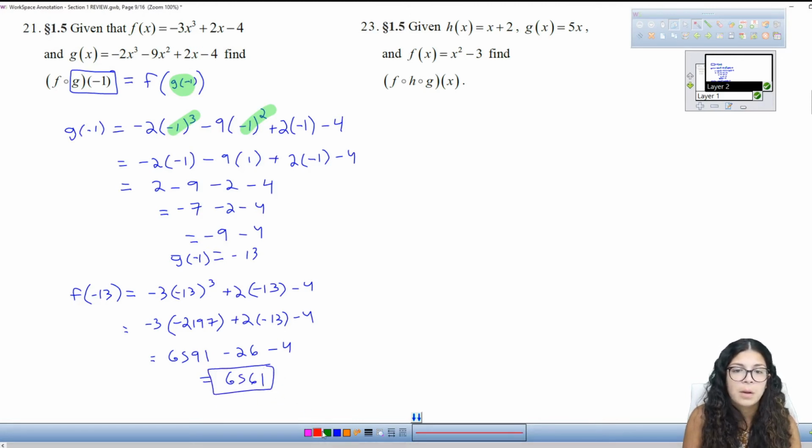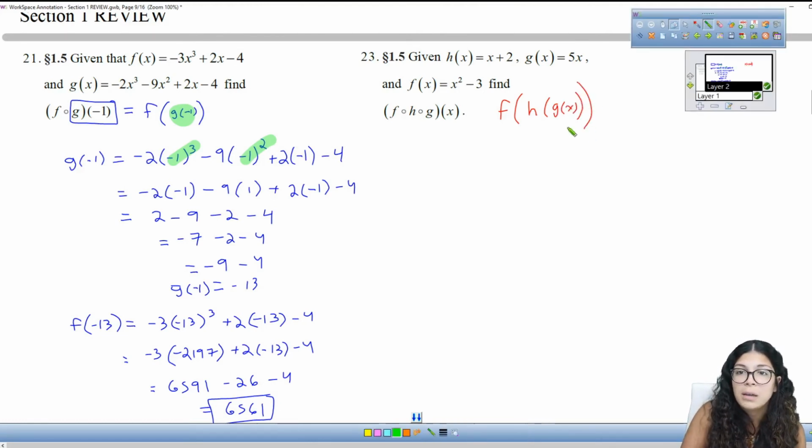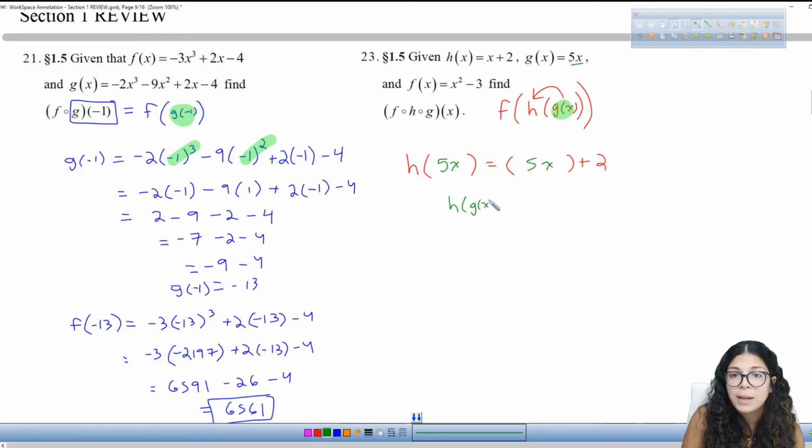All right, let's move on to 23. Now, for 23, we are doing f of h of g of x. So f composed with h composed with g of x. So take g, plug it into h first. Okay, so h of g of x, h of input equals input plus 2. So I'm plugging in g, which is 5x. So h of g of x equals 5x plus 2.